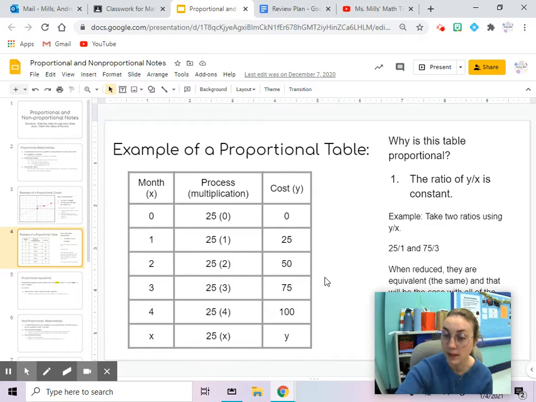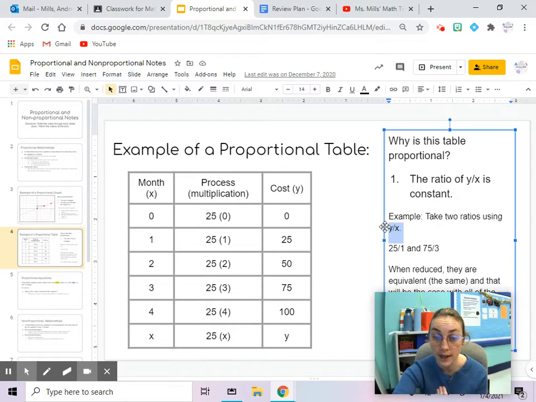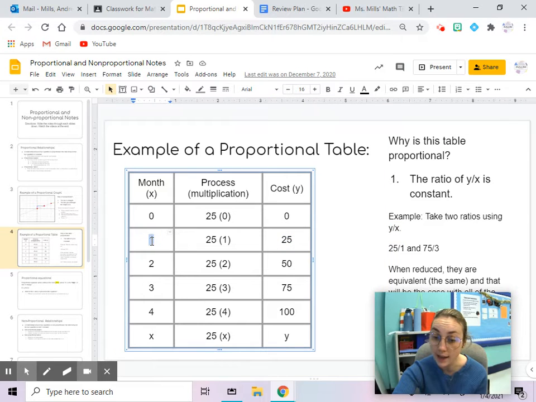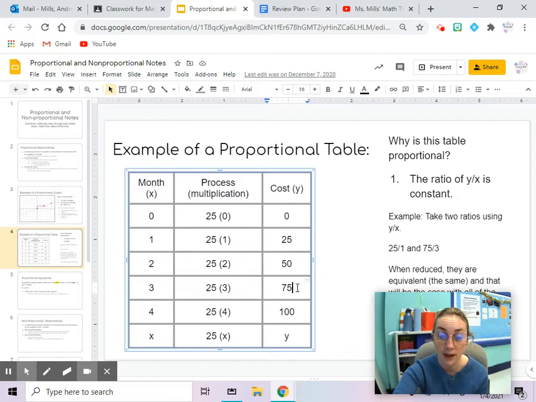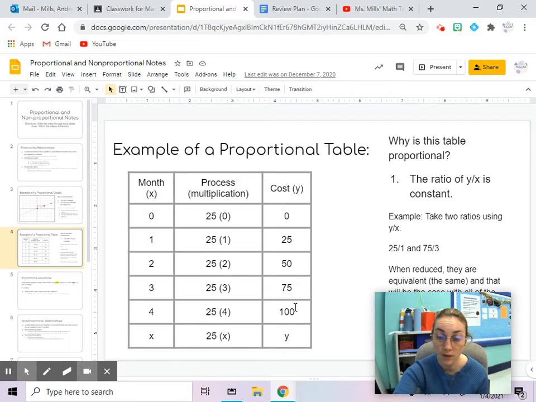If you're looking at a table and you want to know, is this proportional or not? Well, again, pick two ratios. And never pick a ratio with a 0 in it. So pick two other ratios. A ratio is y over x, so we would pick a y and put it over x. In this case, we have 25 over 1. That's the first ratio I chose. And the second one I chose was 75 over 3. Here's the 75 and here's the 3. Y over x. When 75 over 3 is reduced, it ends up being 25. That's going to be the case for all of these ratios. Therefore, it would be a proportional table because all the ratios are the same number when reduced.